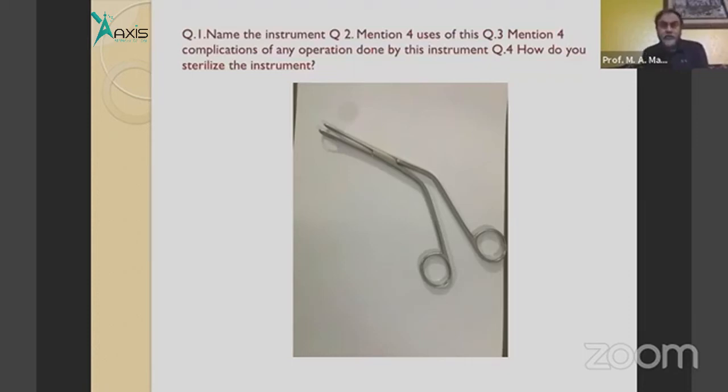Now, mention four complications of any operation done with this instrument. That means we are trying to say tonsillectomy operation, because this is designed for tonsil operation. Okay. So, what are the complications of tonsillectomy operation? They said mention four complications. As you know, the most important complication of tonsillectomy is reactionary hemorrhage. If I say only one complication of tonsillectomy, that is reactionary hemorrhage. You can also give primary hemorrhage, reactionary hemorrhage, secondary hemorrhage.